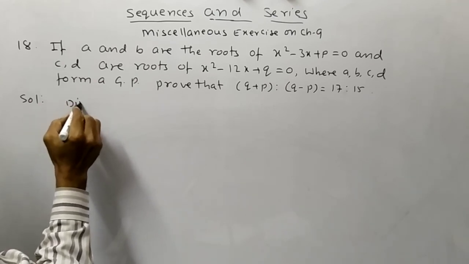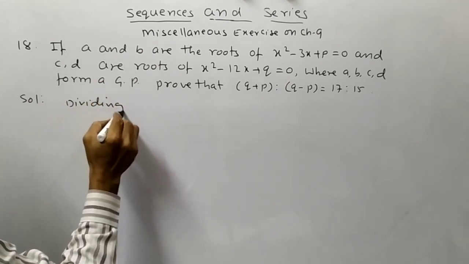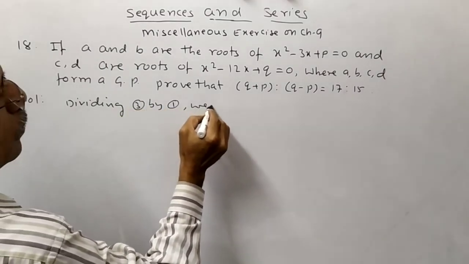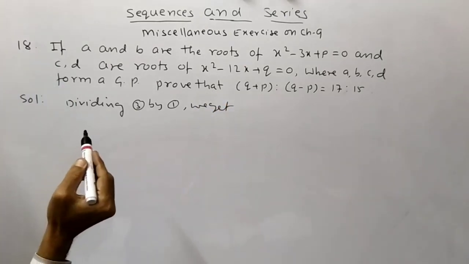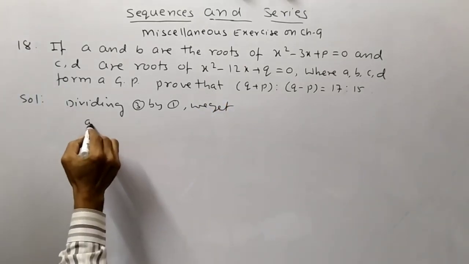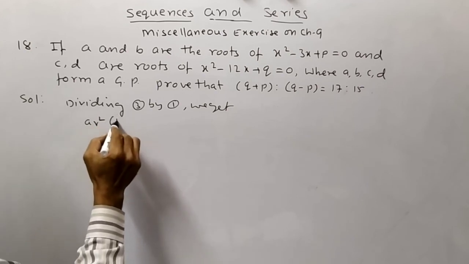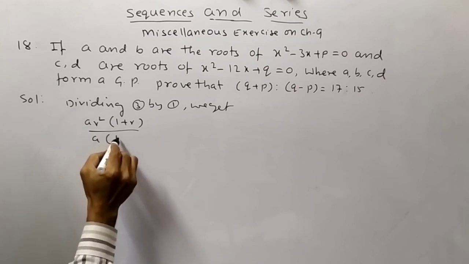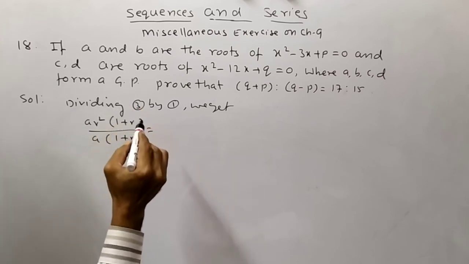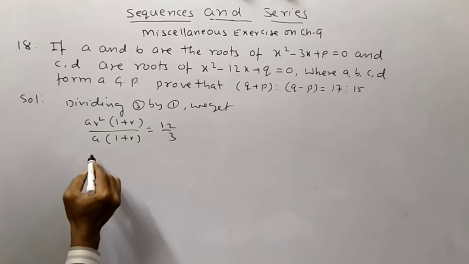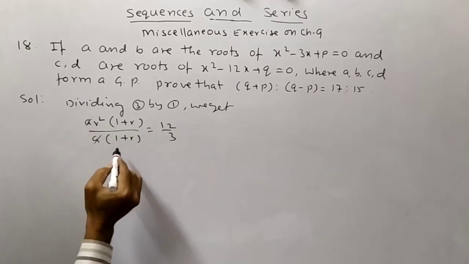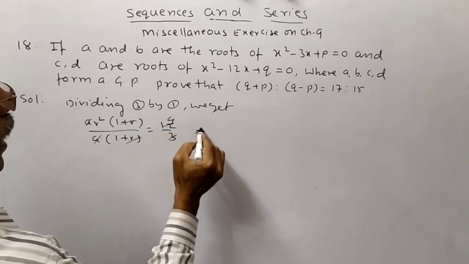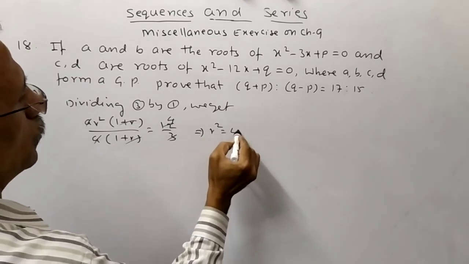Dividing 3 by 1, we get AR square into 1 plus R divided by A into 1 plus R is equal to 12 by 3, implies R square is equal to 4.